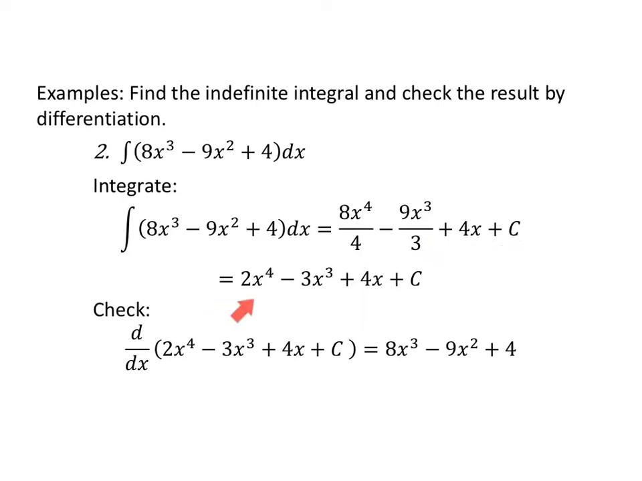I check it. This is my answer of the antidifferentiation. I take my answer and I find the derivative. The derivative of 2x to the 4th is 8x cubed. Minus the derivative of 3x cubed, let me say it correctly, the derivative of minus 3x cubed is minus 9x squared. The derivative of 4x is 4. The derivative of the constant is 0. And I have my original integrand back. So I know it's right.